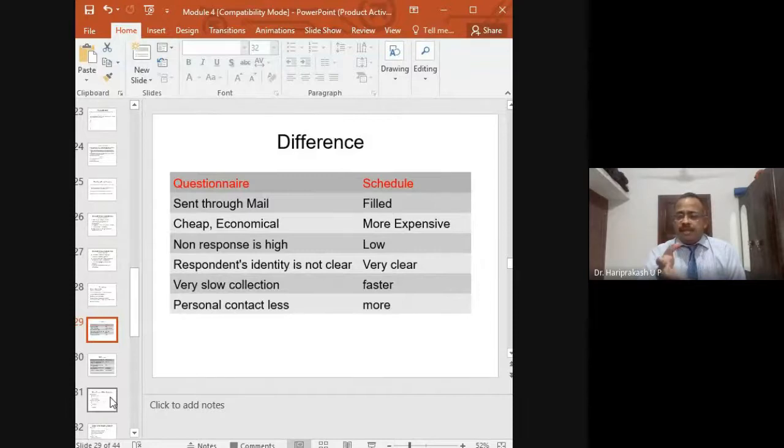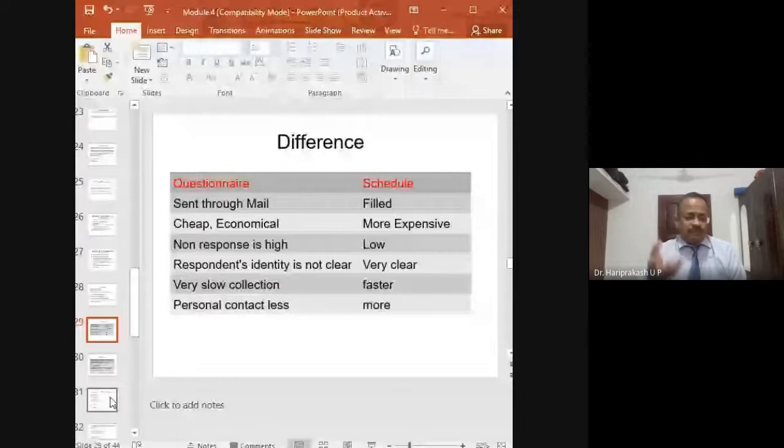I'm taking the example of the census, okay, the government census where they use schedule. But don't think that schedule is only used by government. It may be used by other research also. We are familiar with it because we know something about the census. That's why I'm telling about it. So when enumerators visit the house, it is very rare that people will not respond to them.